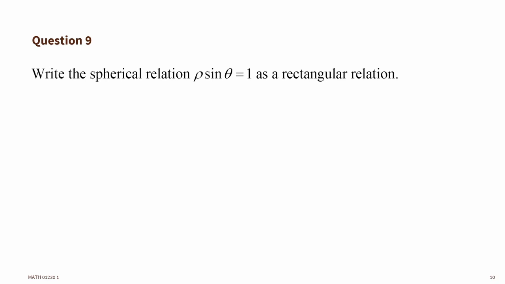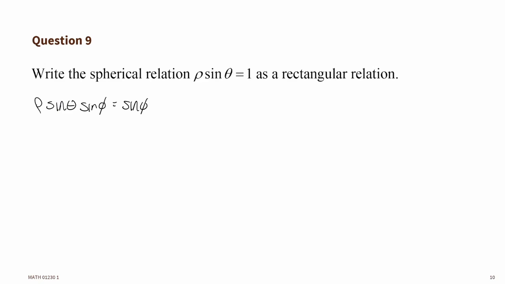So look at your 6 relations in spherical and rectangular. Of those 6, which one involves rho and sine of theta? The relationship to y, which is what? y equals rho sine theta sine phi. But we have a problem. We don't have a sine phi. Oh, that's okay, because I can just put it in there.